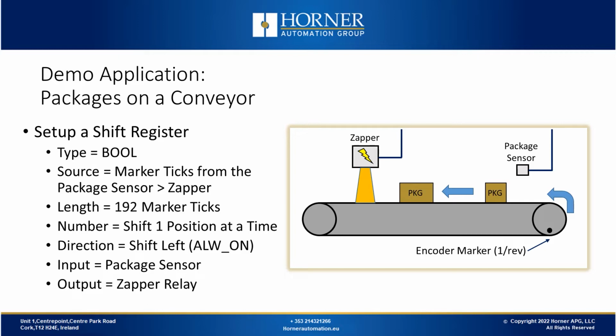Our input to the shift register will be a package sensor value of 1 or 0. So if a package is present when a marker tick comes around and a shift is performed, then we'll shift in a 1. And if on the next tick of the conveyor that package is still present, we're going to shift in another 1. So we're not just detecting the leading edge of the package, we're detecting the entire time that the package is present. At the other end of the shift register, when those bits fall off to the output variable, if those bits are 1, that will turn on our zapper relay. If those bits are zeros, then our zapper relay will turn off.